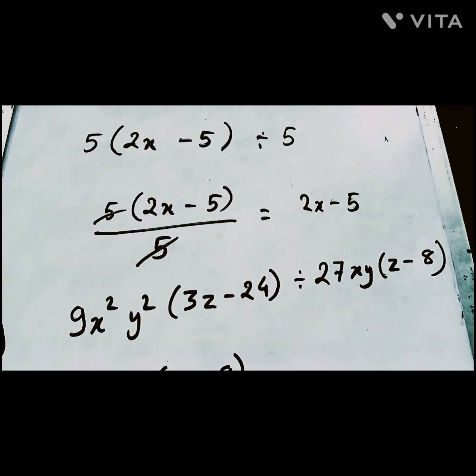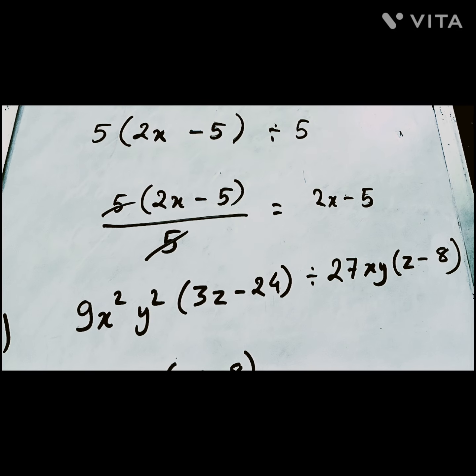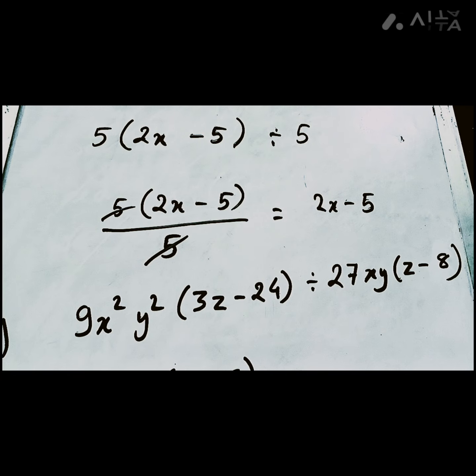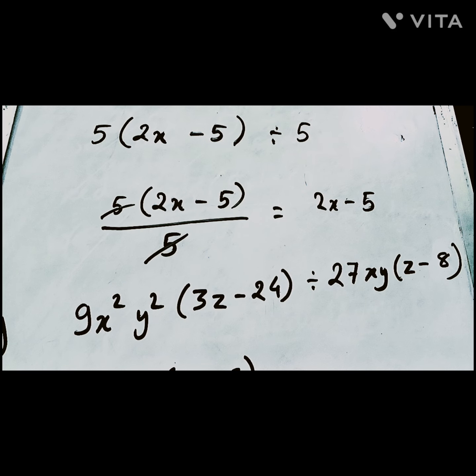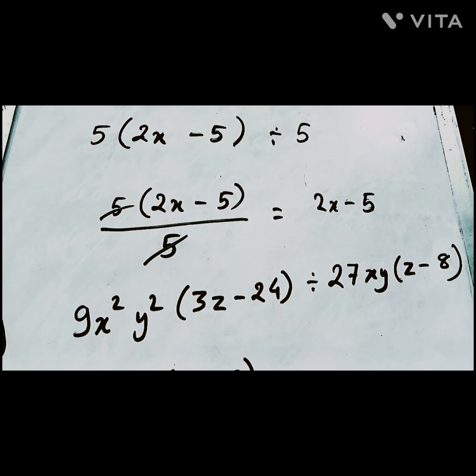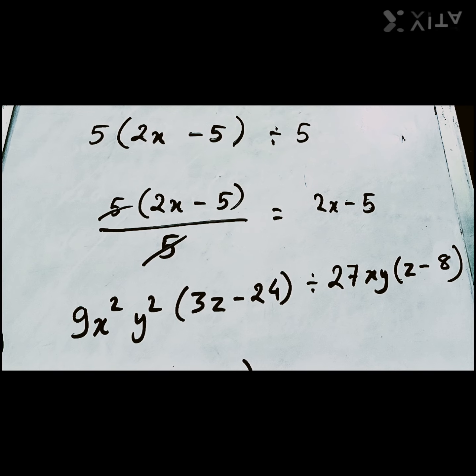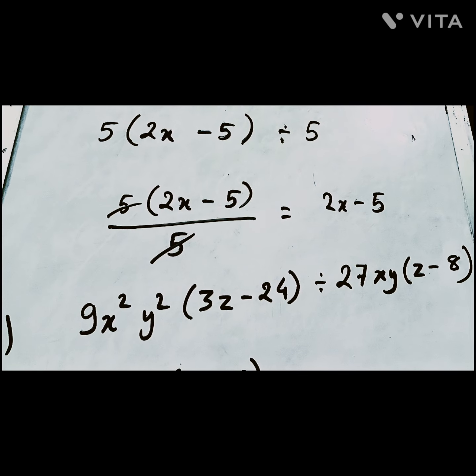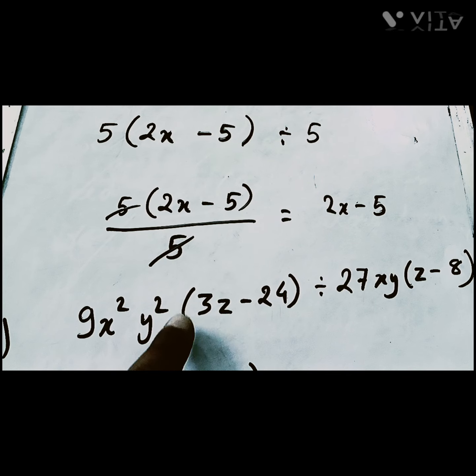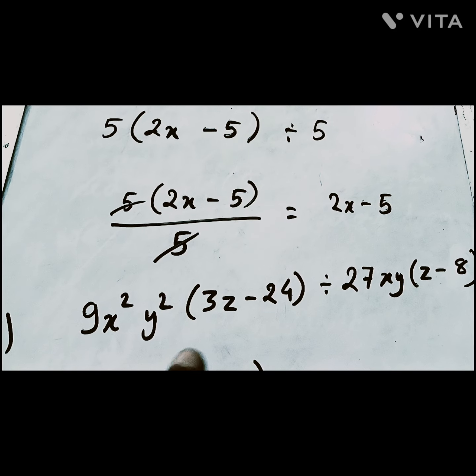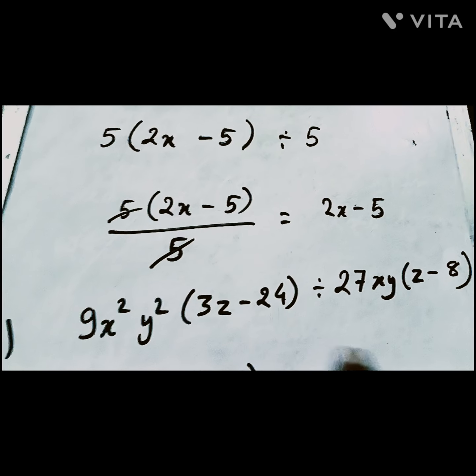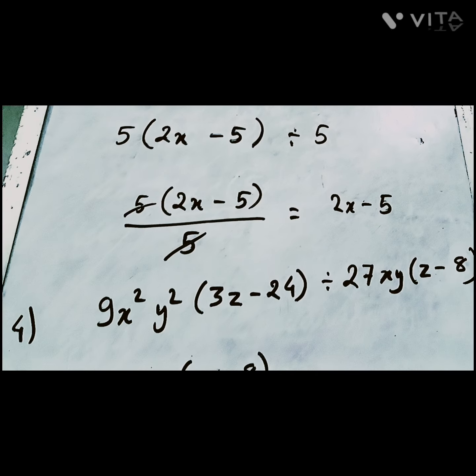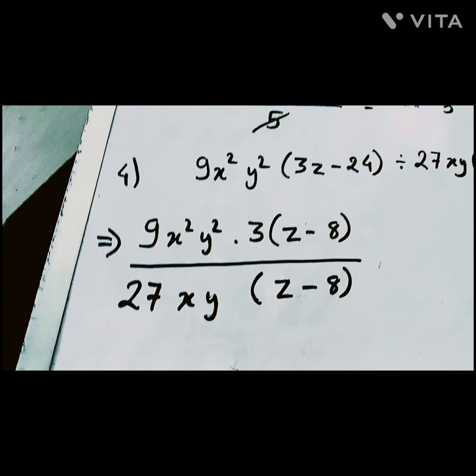Next question is 9x²y²(3z − 24) divided by 27xy(z − 8). The first step is, see, 3z − 24. If we take 3 common out, what is left is z − 8, and z − 8 is here also, so we can easily cut. So we put it in this order.